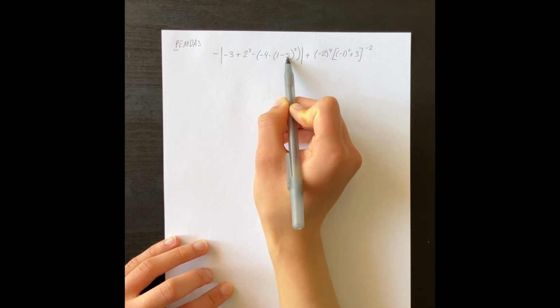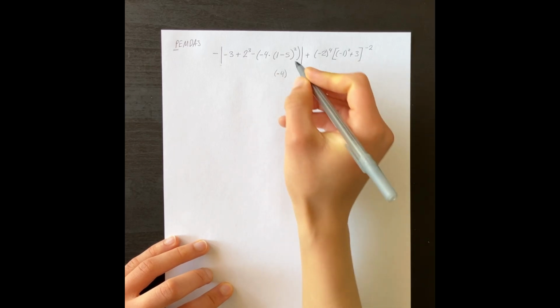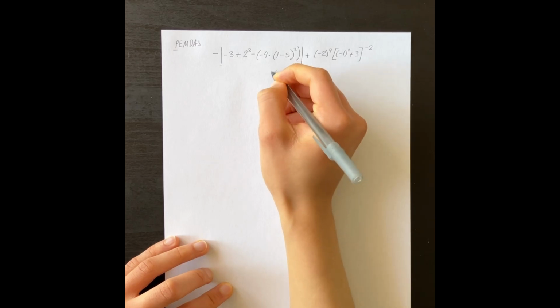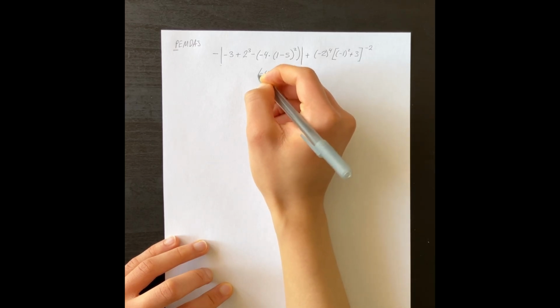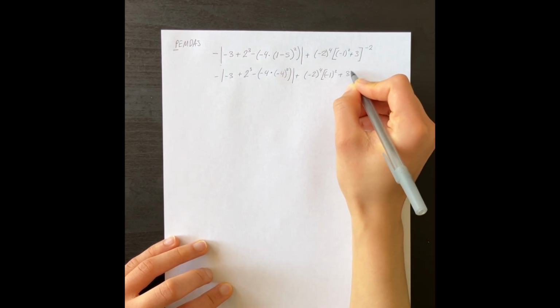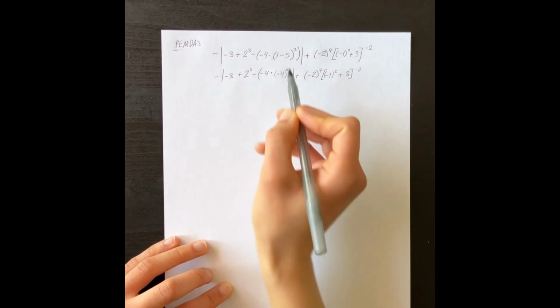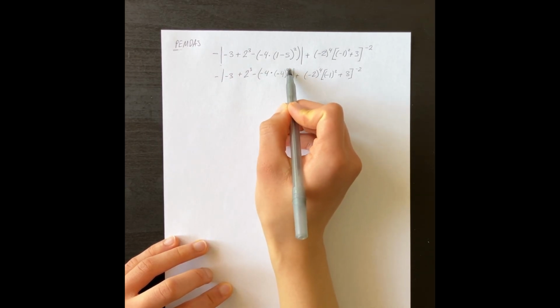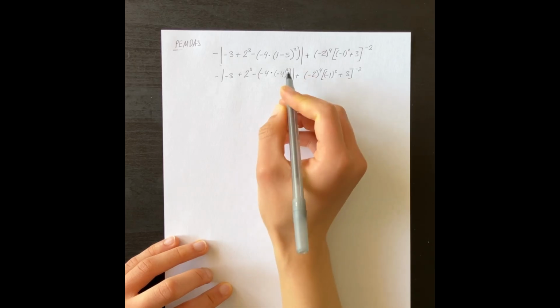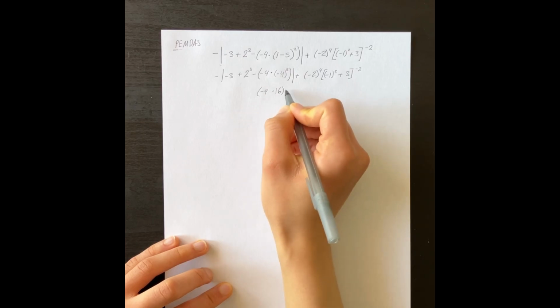So first, 1 minus 5, that is negative 4. And then we're just going to rewrite everything else. We've simplified what's inside this parentheses, so now we can actually do the exponent. So we have negative 4 squared, so that's the same thing as negative 4 times negative 4, so 16. And again, rewriting everything.